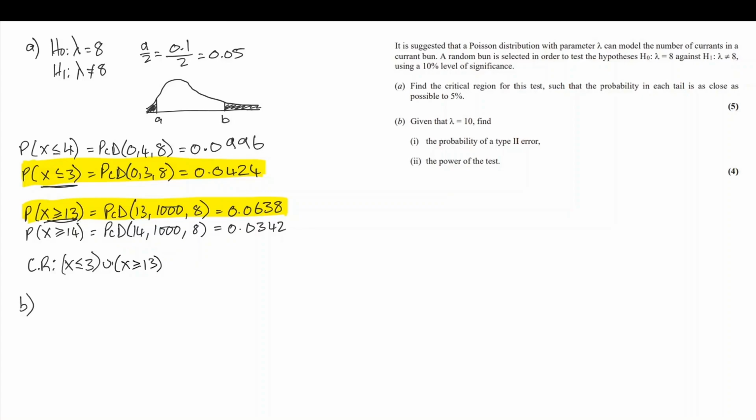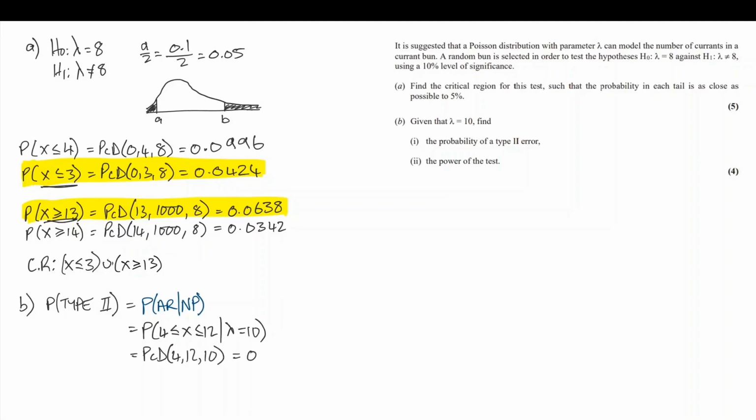Okay, so next we're told that if lambda equals 10, we should find the probability of a type 2 error. The type 2 error, we can always find that by finding the acceptance region using the new parameter. Well, if this is my critical region, that's my rejection region, the inverse is going to be the acceptance region. So I will be accepting in between 4 and 12. We're going to use the new lambda 10. So in our PCD function, 4, 12, and 10 gets us the probability of a type 2 error to be 0.7812.